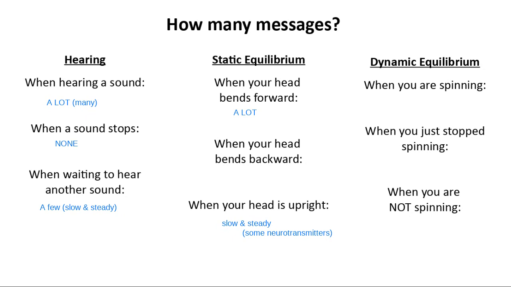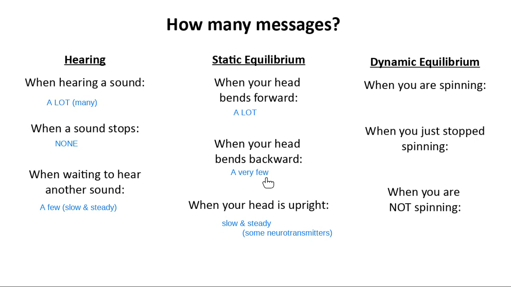Yeah, so Kira mentioned a few. I'm even going to clarify, I'm going to call it a very few, because when we're doing the slow and steady thing, there's a ping, and then a ping, and then a ping. But when our head goes backwards, it's a longer time between those pings. So we're sending out a very small number of neurotransmitters.